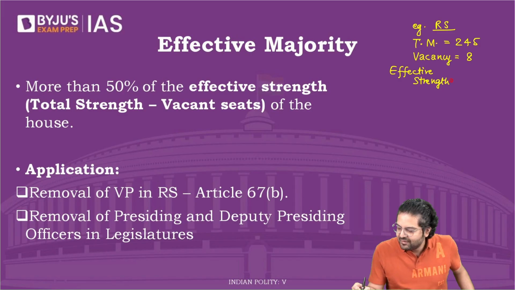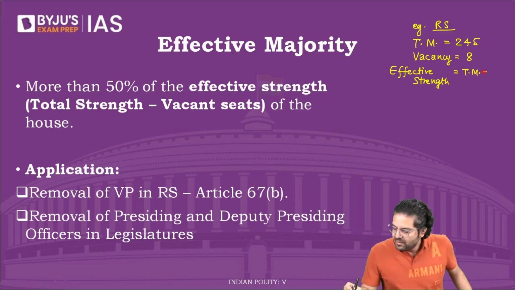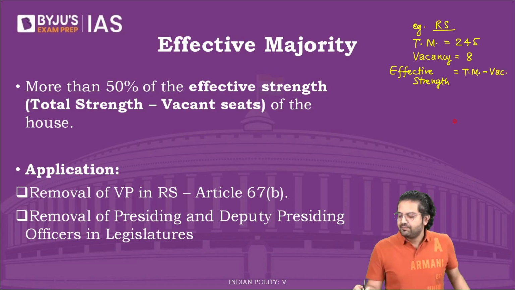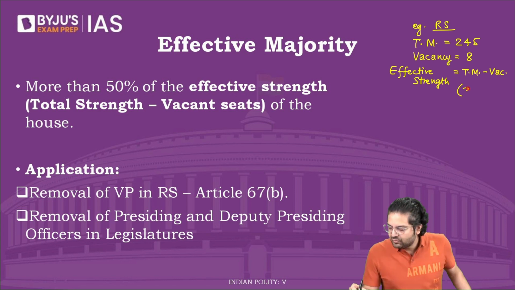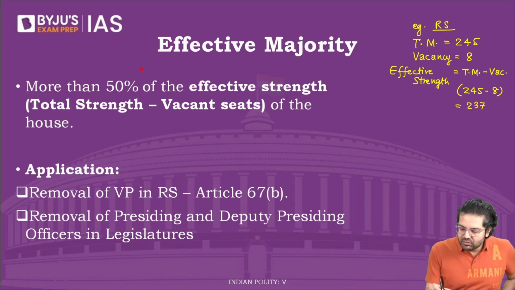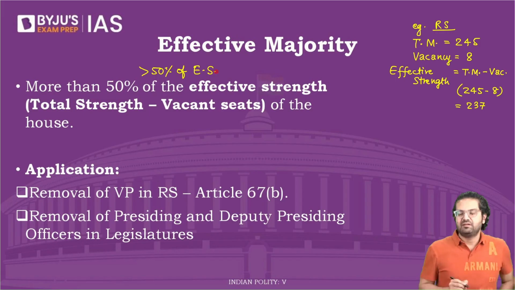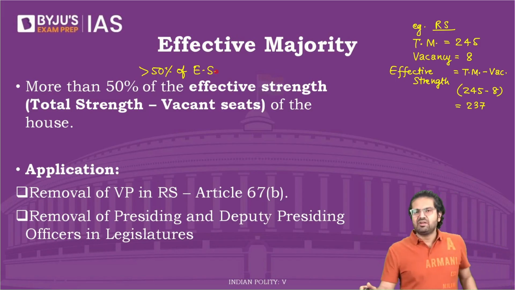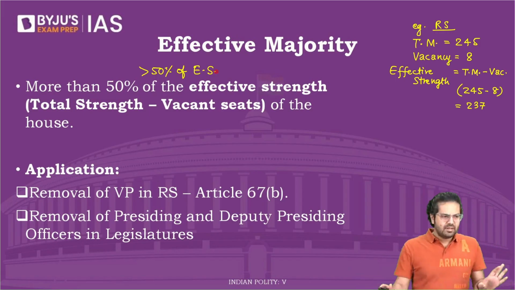Effective strength is total membership or total strength minus vacancy. So, in this example, you can calculate this as 245 minus 8, which is equal to 237. So, what is effective majority? More than 50% of effective strength. Just remember this calculation is not required. Are we clear?